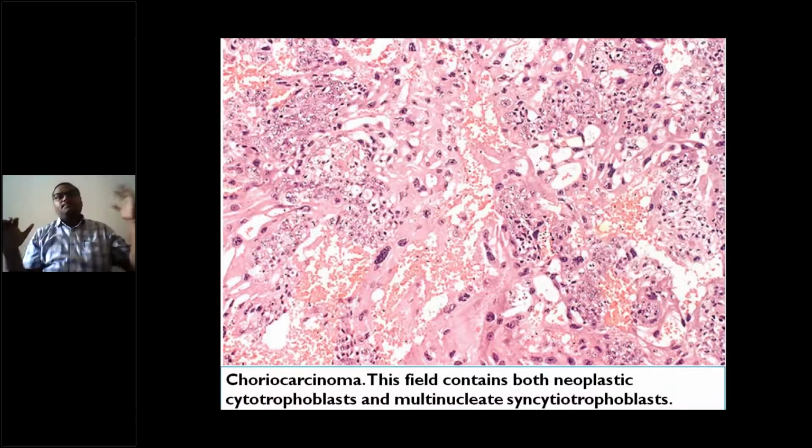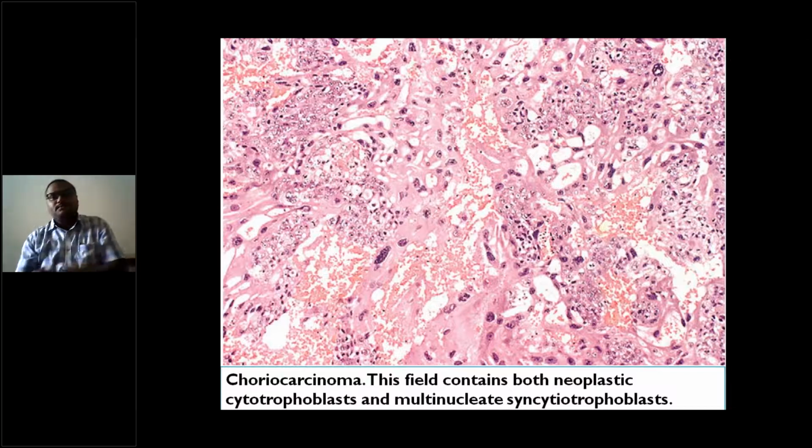The difference between hydatidiform mole and invasive mole is that in invasive mole you will see villi and the changes of hydropic degeneration, but it will invade the uterine wall, and sometimes it goes beyond the uterine wall. That's the difference between invasive mole and hydatidiform mole. And the difference between invasive mole and choriocarcinoma is that in choriocarcinoma you will not find any hydropic villi. What you see is the anaplastic cytotrophoblast and syncytial trophoblast.